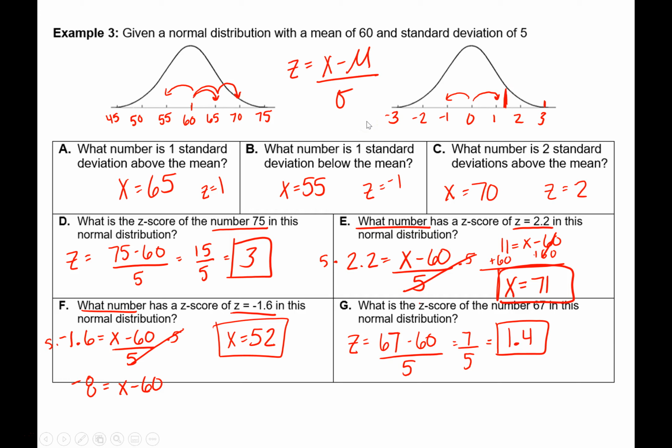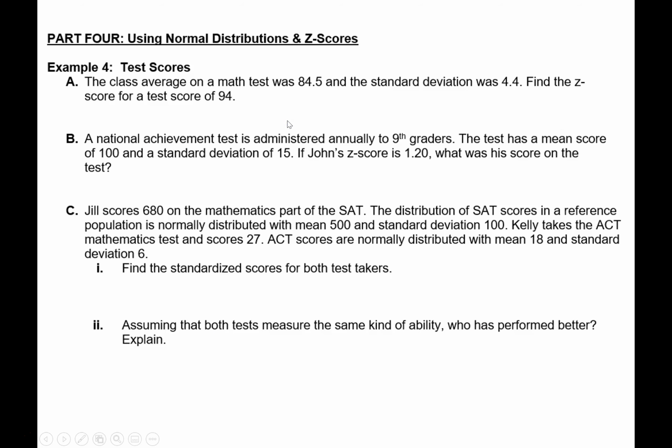Okay, so let's look at why we might want to do all of this silliness with calculating z-scores with the super easy formula. Okay, so let's pretend we're looking at test scores. And the class average on a math test was 84.5%.